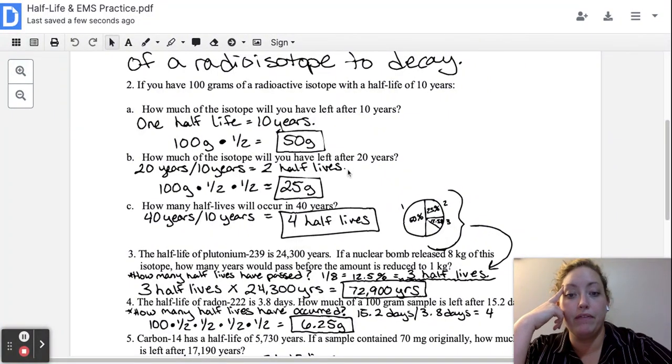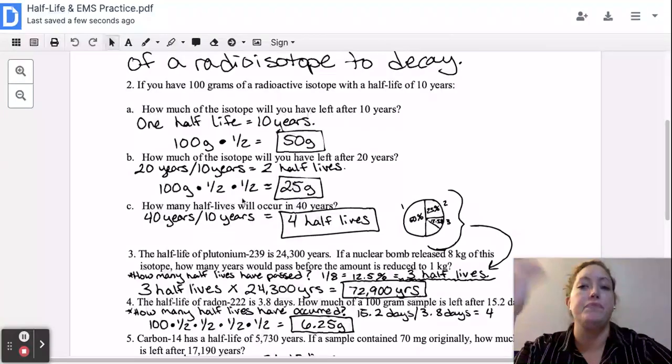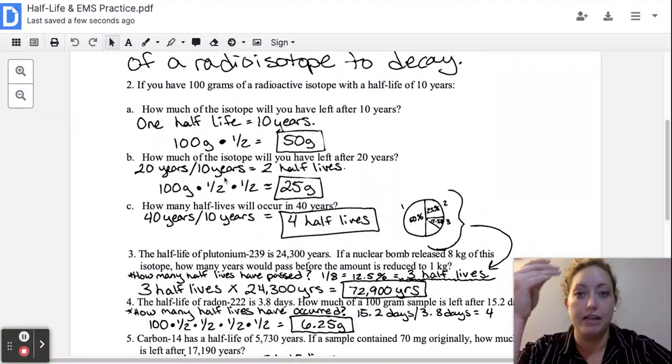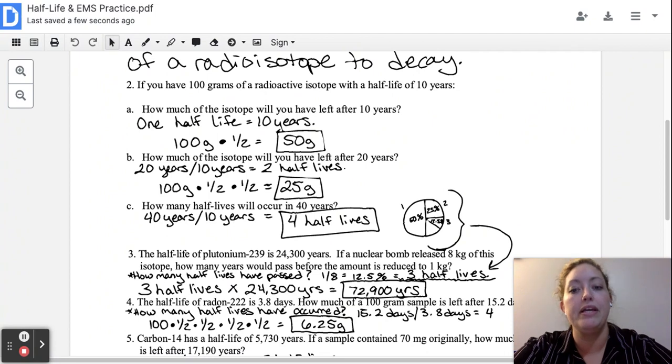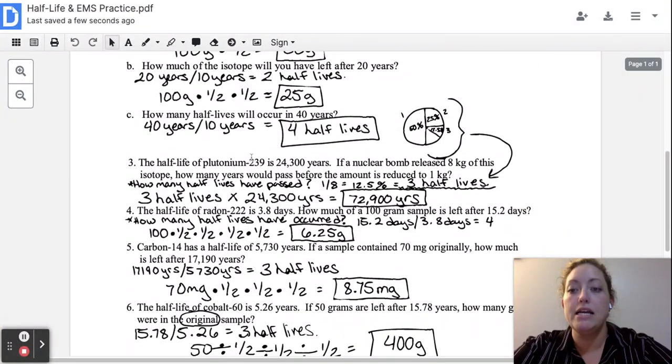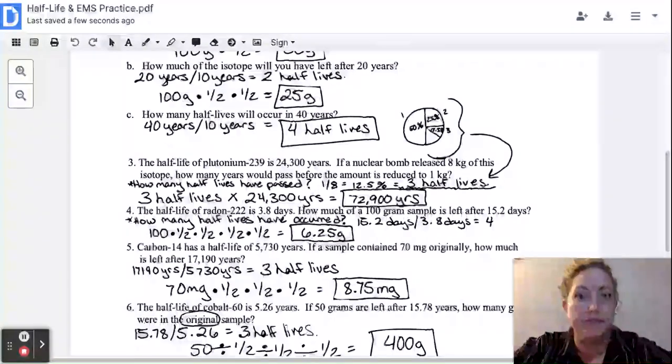So how much of the isotope will we have left after 20 years? Same idea. If you know that there's 20 years, you're going to divide that by how long one half-life is. So 20 years divided by 10 years means 2 half-lives have passed. You're going to take your starting amount of 100, multiply it by 1/2 times 1/2, and it gives you 25 grams. C is just asking how many half-lives will occur in 40 years. So again, 40 years divided by how long the half-life is gives you 4 half-lives.